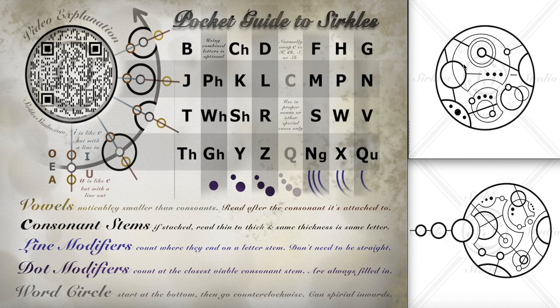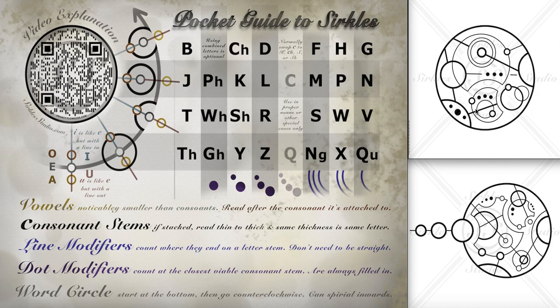Okay, so let's start reading this. Again, bottom counterclockwise is how you read it. So here is our first word, bottom counterclockwise. Here's our first set of letters. We have a circle inside the word circle. So that is this consonant stem here, this one, circle inside the word circle. And its modifiers are these 1, 2, 3 dots.